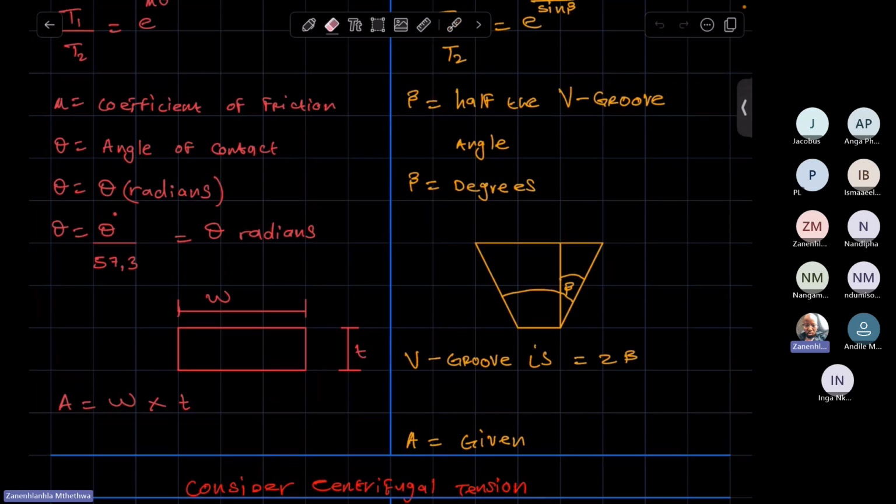Now, the flat belt has this cross section. This is the cross section of the flat belt. You have the width of the belt as well as its thickness. So if you've been given the width and thickness of the belt, to get its area, you simply use this formula here.